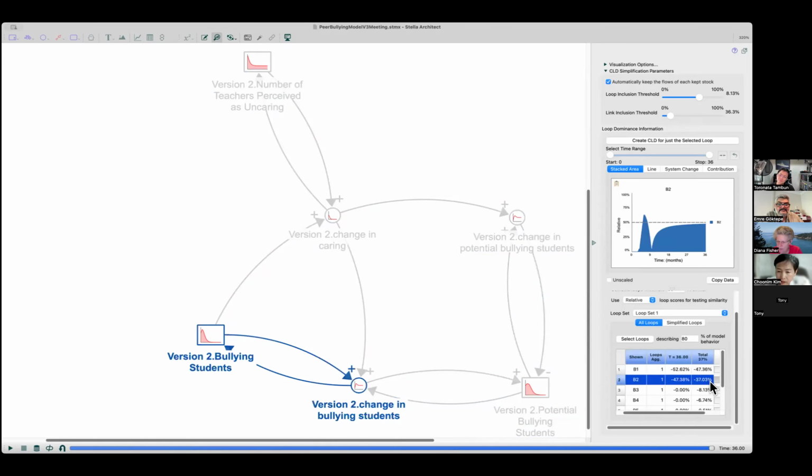So anyway, you can go through, this is with Stella Architect. Actually, it doesn't matter. You can't use Stella Online. This is also part of Stella, the free Stella Online, but that only allows 3 stocks, and already we're bigger than 3 stocks, so we can't use that. Anyway, you can get the causal loop diagrams.